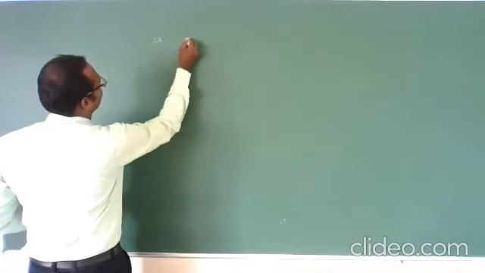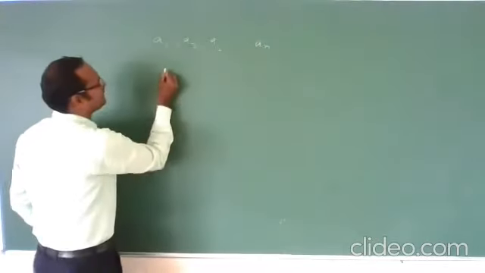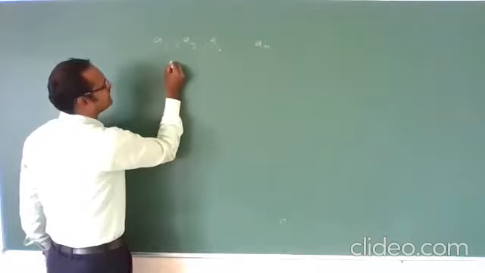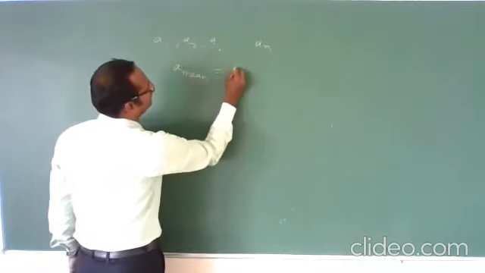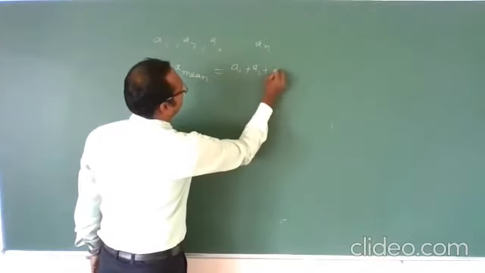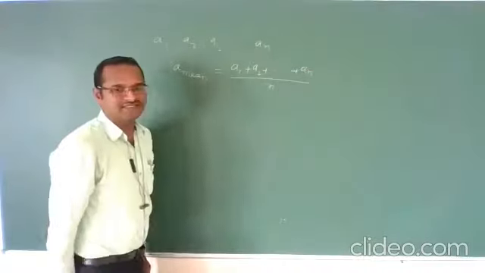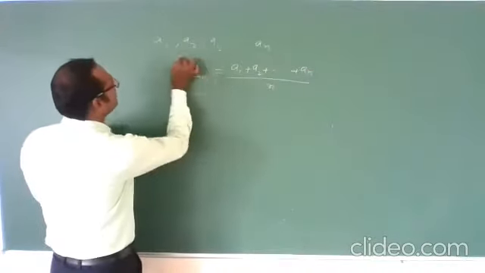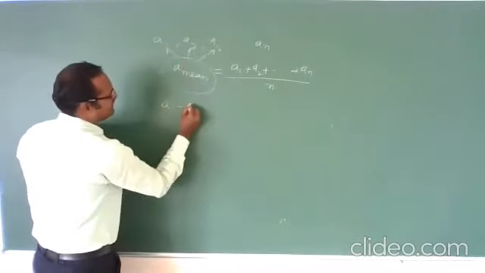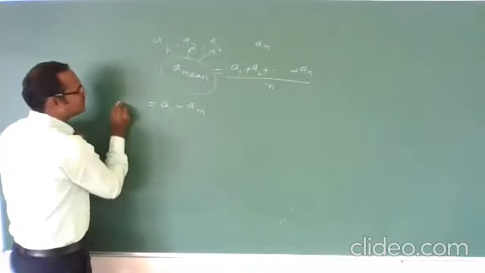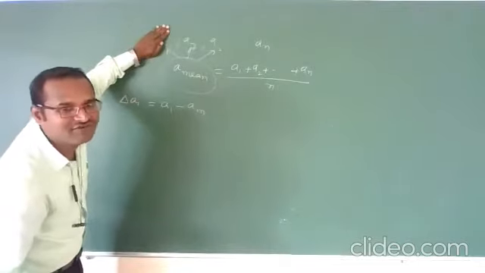If you have A1, A2, A3 and so on up to AN, and you take the average of all these, A mean, then what you will do is A1 plus A2 plus and so on plus AN, upon N. Now, this mean value you subtract individually from all these numbers, meaning A1 minus A mean. This will give you the absolute error in the first measurement. This is the first measurement we have done.